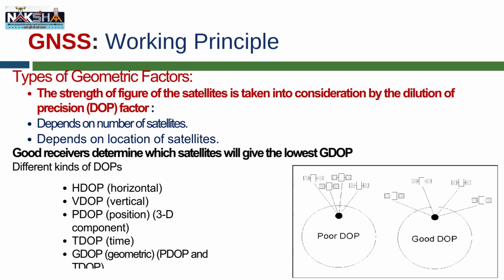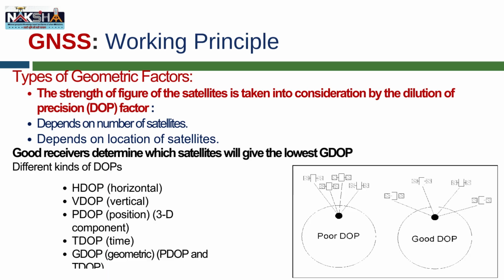The accuracy of GNSS positioning is largely influenced by the geometric arrangement of satellites, which is measured using the dilution of precision, or DOP, factor. DOP reflects both the number of satellites in view and their relative positions in the sky, indicating the overall strength and reliability of the satellite constellation.